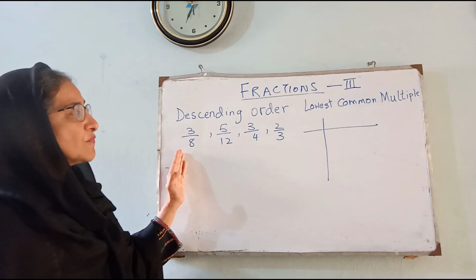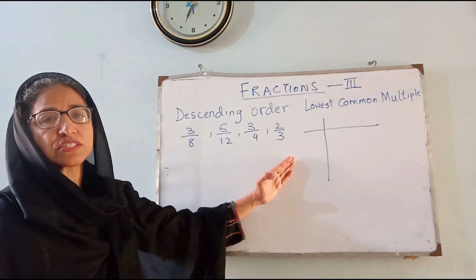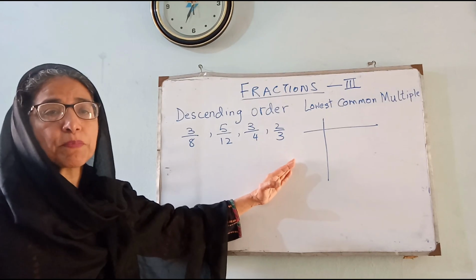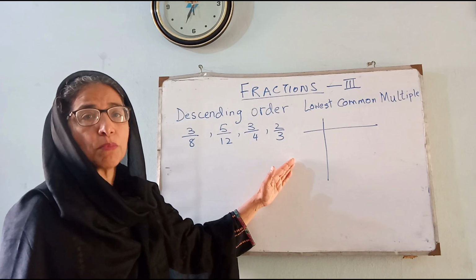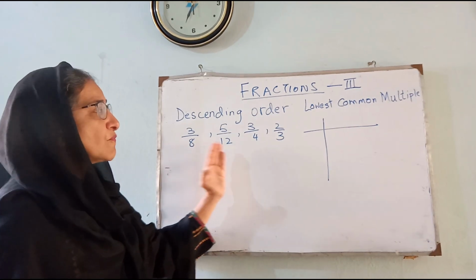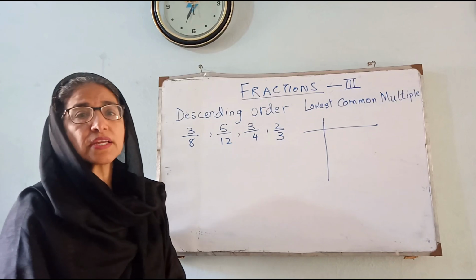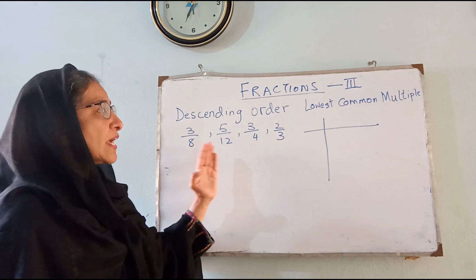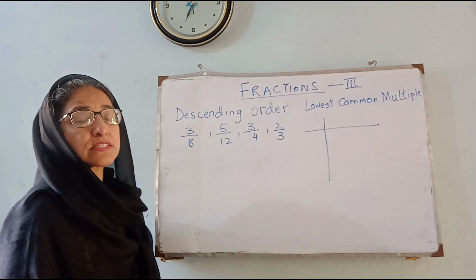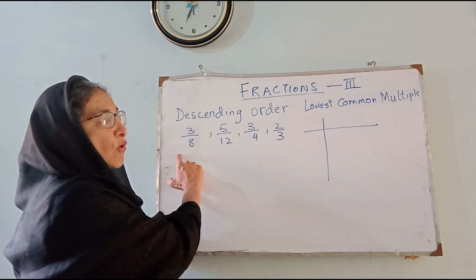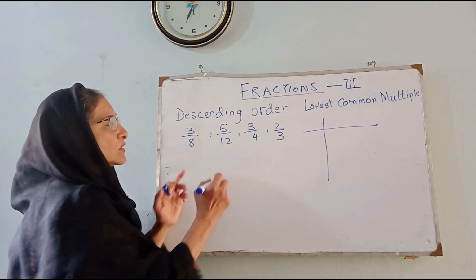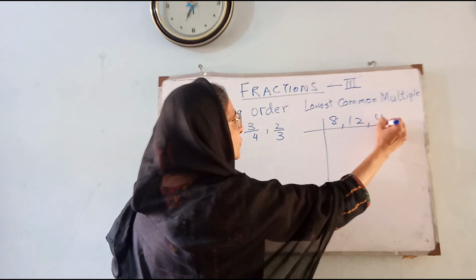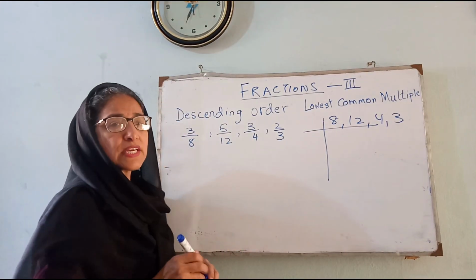For example, suppose we have these 4 fractions and we want to write them in descending order. I told you, whenever we compare fractions, we have to make the denominator the same. But since there are 4 numbers, I need to know which number to convert my denominator into. For this, I take the LCM, the lowest common multiple, of all the numbers in the denominator. The numbers in the denominator are 8, 12, 4 and 3.